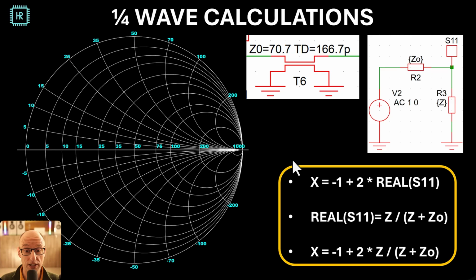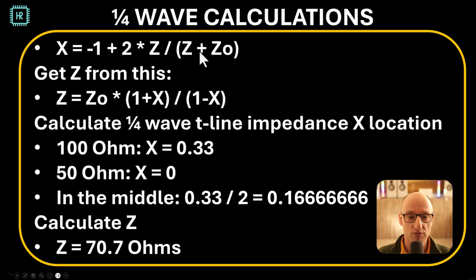So now we can do that strategy that I just said. So this is the x-coordinate. We can also write this in the form of Z, and then you get this formula. So now we're also capable of calculating Z if we find x. And now it's simply a matter of filling it in. So 100 ohms appears to be 0.33, 50 ohms appears to be 0. So the middle value is just half of that because one of them is 0, so that's 0.1666. If we fill this in this formula, we get 70.7 ohms, exactly what we would expect.